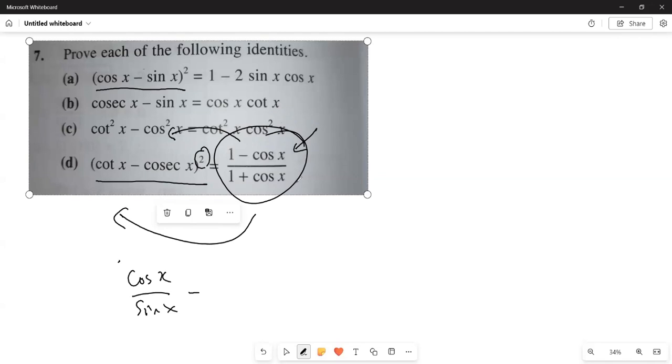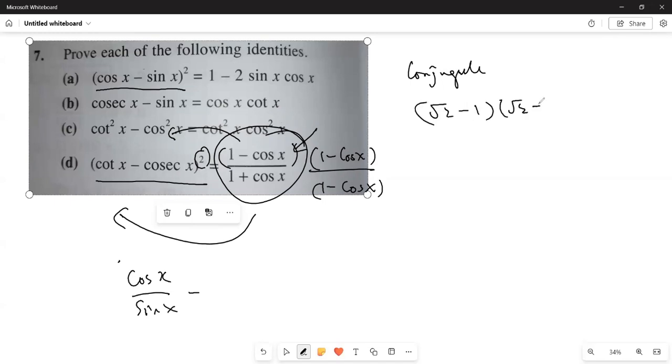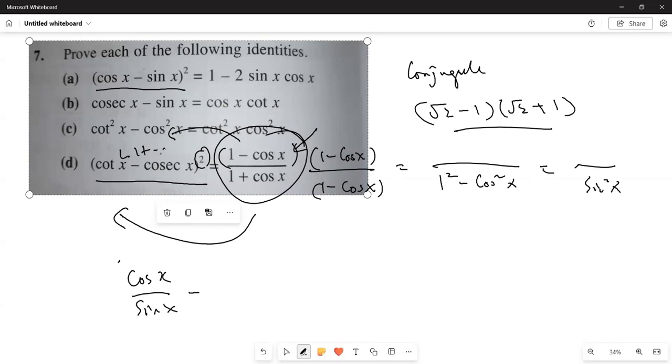It's very difficult, right? Unless you think about conjugate, maybe 1 minus cosine. Why do you want conjugate? There's a reason. Remember your surds? A plus B, A minus B, that's a conjugate pair, and you multiply the conjugate pair. The reason is so that you get 1 square minus cosine square, A square minus B square, so that you can get sine square. But it's still very difficult to get the left-hand side. So it's definitely easier to start from the left rather than from the right. Starting from the right is quite hard.